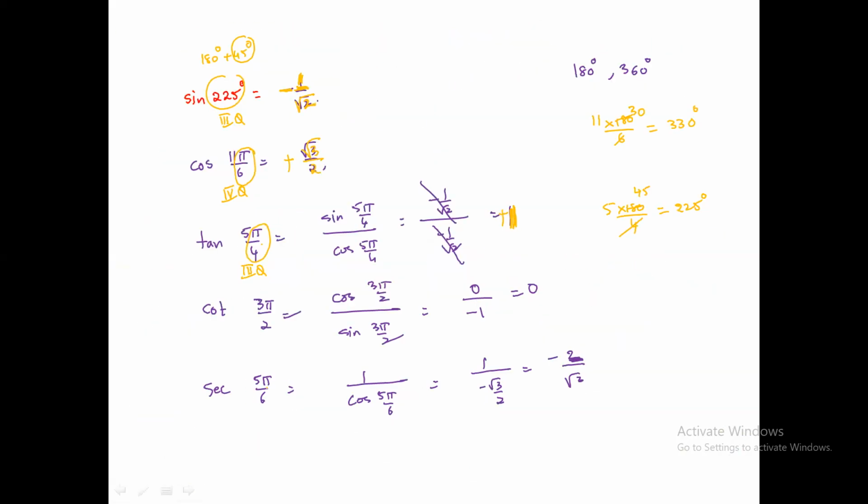But we can go for 5 pi by 6. 5 into 180 by 6, so it is 150. 150 is in the second quadrant. Secant is negative in the second quadrant. And secant pi by 6 is the reciprocal of cos pi by 6. Cos pi by 6 is root 3 by 2, so the reciprocal is 2 by root 3. This is another shortcut method. Without seeing the circle, you can write the values.